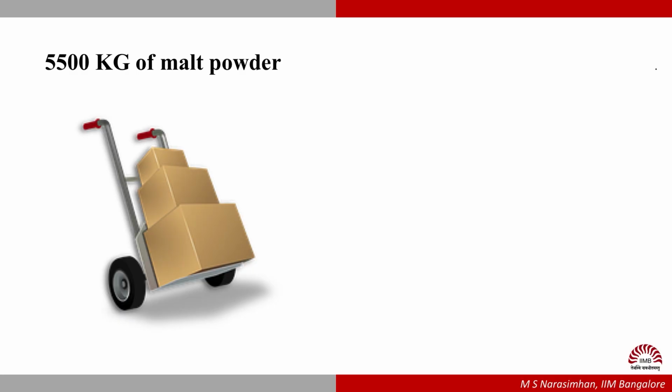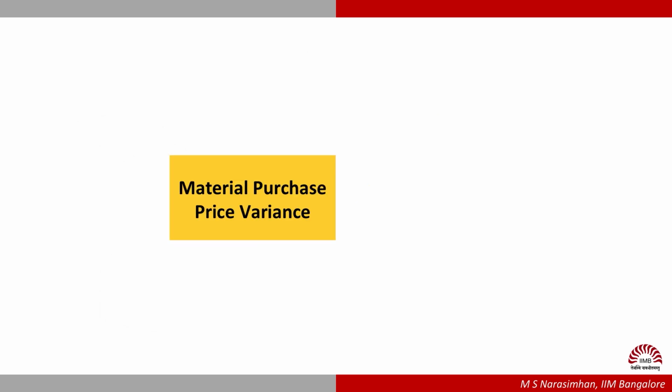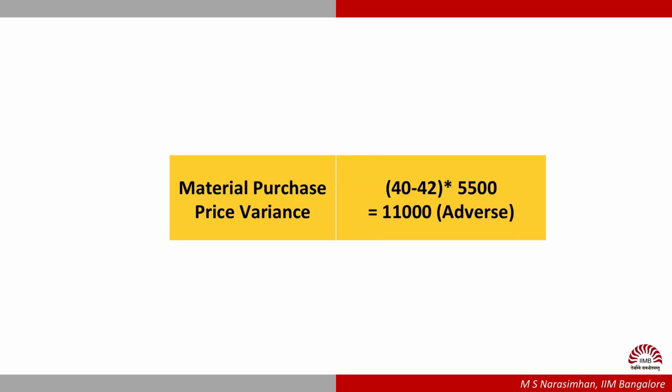Suppose the purchase department procured 5500 kg of malt at 42 rupees per kg. The actual material purchase value is 2,31,000. We can now compute one more variance called material purchase price variance. It is equal to the difference between the rates, that is 2 rupees per kg, times the total purchase quantity of 5500 kg. This is equal to 11,000 rupees, and again adverse. In evaluating the purchase department performance, management can use this value.